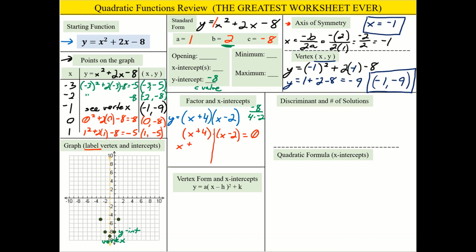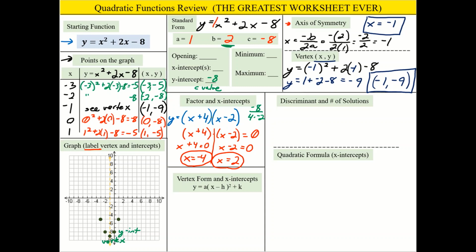So x plus 4 equals 0, and x minus 2 equals 0. And when I solve this, I will get that x equals -4 and x equals 2. Those are my x-intercepts. So I can go ahead and graph those.